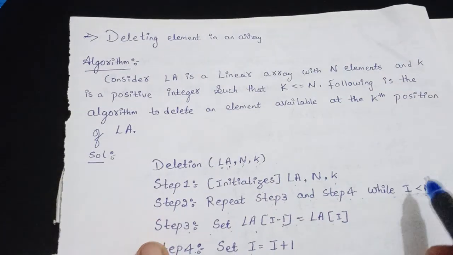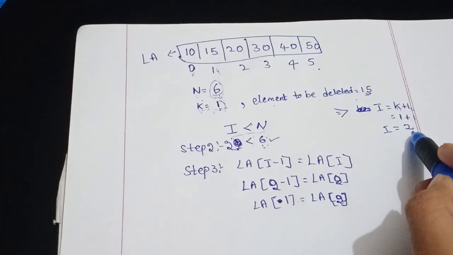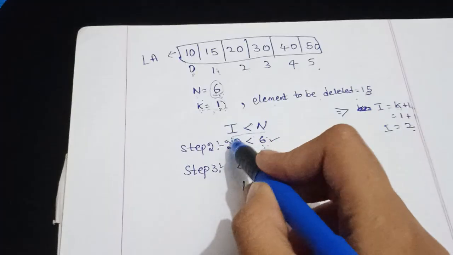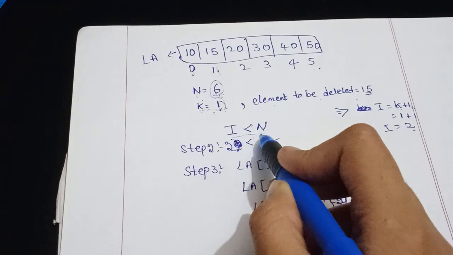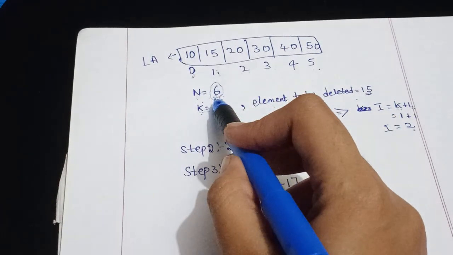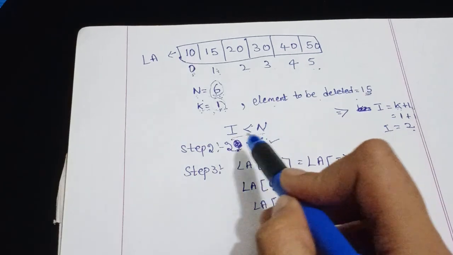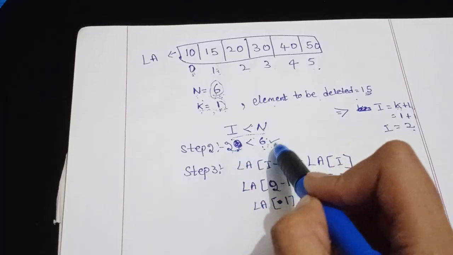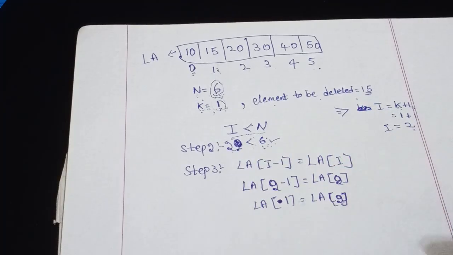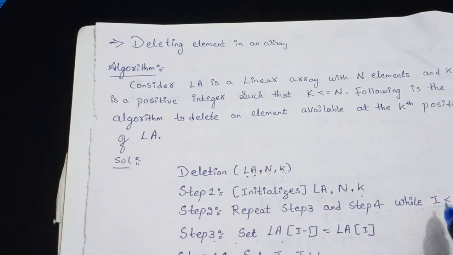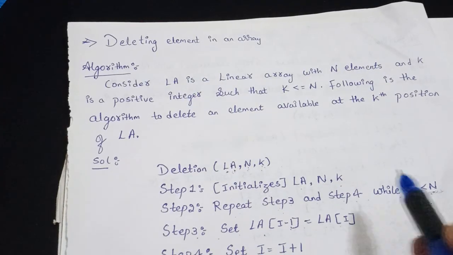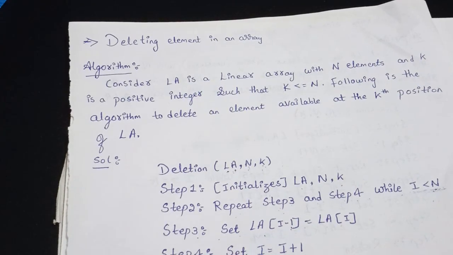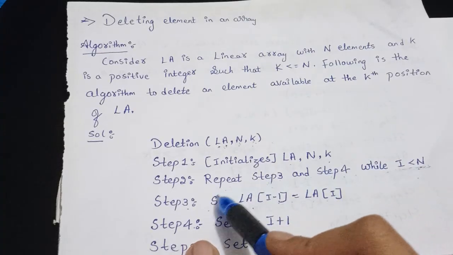See here, they said I should be lesser than n. So what is the I value we got? 2. So in the place of I, I will replace 2. In the place of n, the value is what? 6. So I will replace 6. Is 2 lesser than 6? Right, 2 is lesser than 6. So this condition is satisfied. They said if this condition is satisfied, please move to step 3 and step 4. So what is step 3?